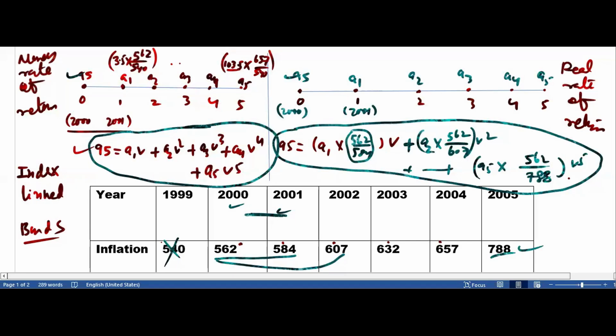And if there is no lag, and we are talking about bonds, these A1, A2, A3, A4, A5, whatever way you have taken before, where 95 came here, this is not 95. This is A5 only.